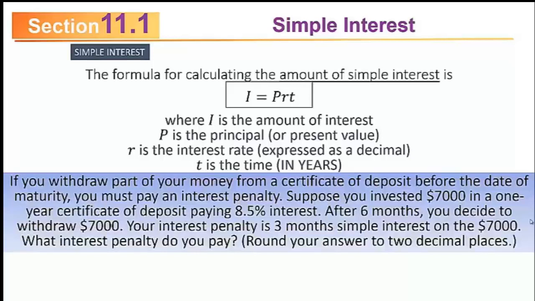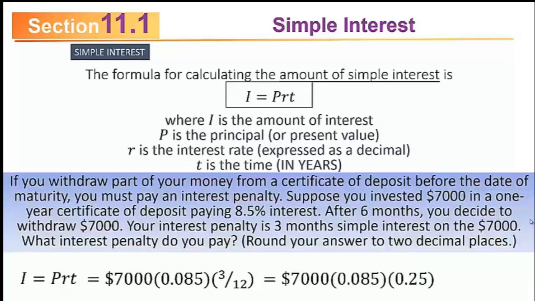It says your interest penalty is 3 months simple interest on the $7,000. So all you need to do is take your interest formula, capital I equals capital P R T, and figure out what the amount of interest would be on that. So $7,000 principal at 8.5% would be 0.085 for R, and your time always has to be in years, so 3 months is 3/12 of a year.